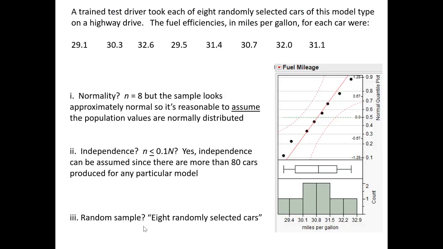Okay, so here's our data. And I've got a histogram down below, a box plot above it, and something called a normal quantile plot above that.